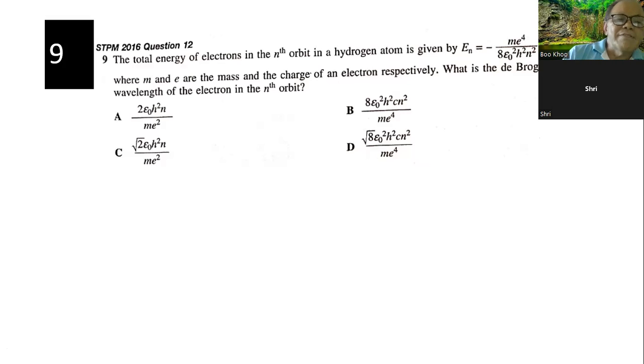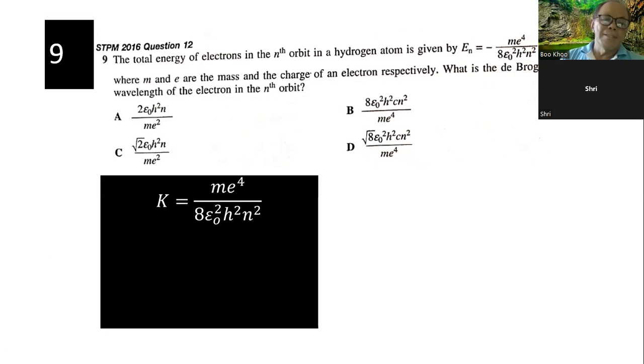The total energy of the nth orbit in the hydrogen atom is given by the equation there, where m and e are mass and charge of the electron respectively. What's the de Broglie wavelength of the electron in the nth orbit? How to... This I'm not sure, sir.